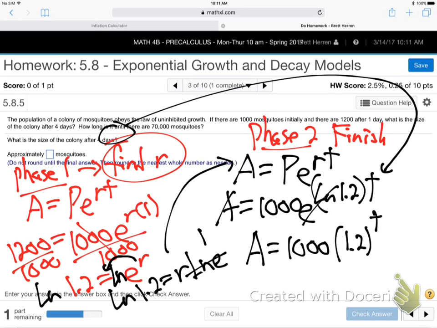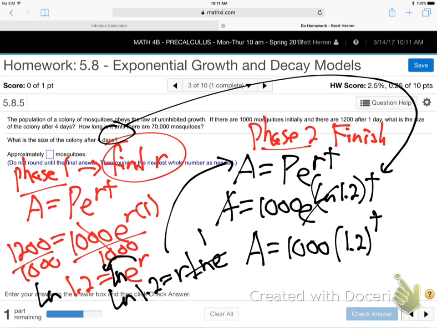Is that confusing? See how the whole ln 1.2 times T is up in the power zone? When the E and the ln cancel, the 1.2 drops down. The T is still in the power zone like that. Does that make sense?